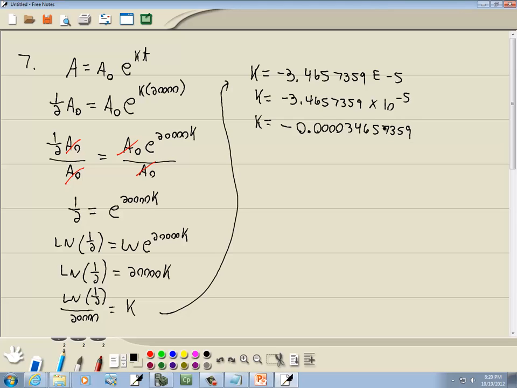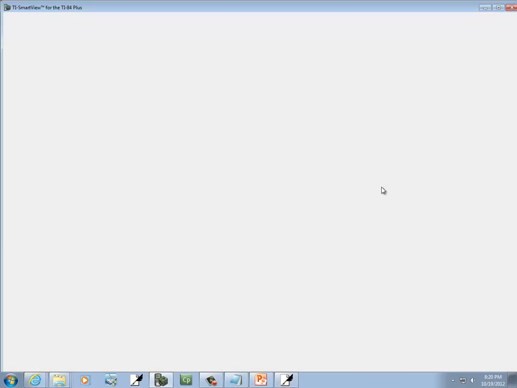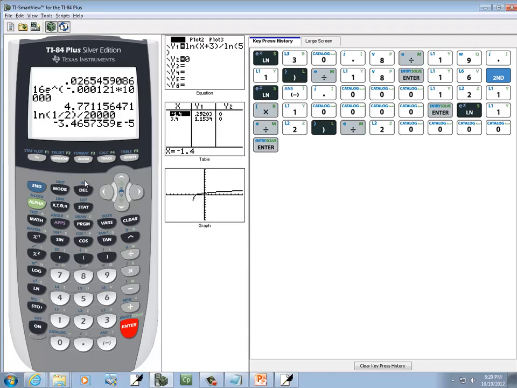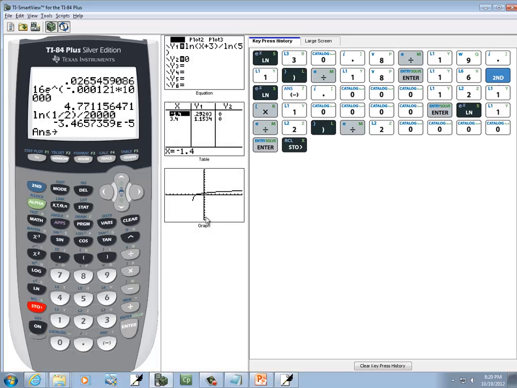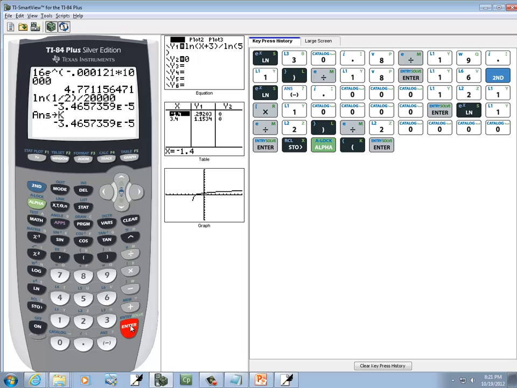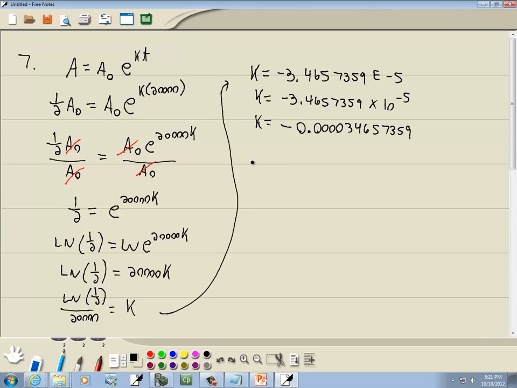The odds of me typing that in correctly are slim, so I'm going to store this off so I can use it. I press my store button, and I could put it into K, since this is K. To get K, we do alpha, and you look for the K. It looks like the K is above the beginning parentheses. So if I push the beginning parentheses, you'll see a K on your screen, and then you press enter. Anytime I want to use that number, I'm just going to put K in my calculation.